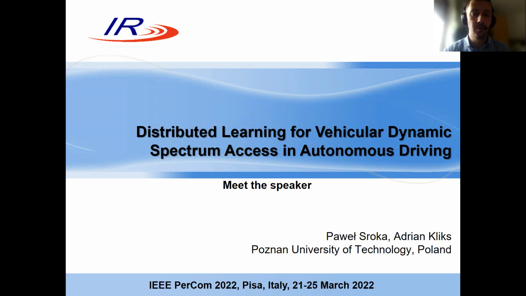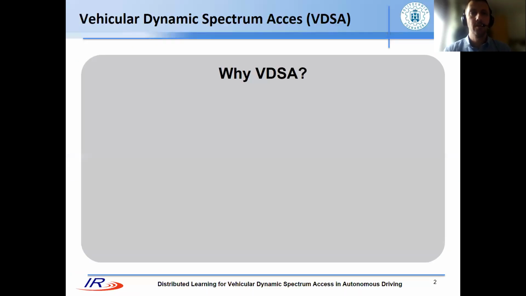I would like to introduce you to the topic which will be explained in more detail with the presentation of distributed learning for vehicular dynamic spectrum access in autonomous driving. So first of all, the main idea: vehicular dynamic spectrum access, which is simply the traffic offloading from the congested ITS bands to alternative frequency bands known as the white spaces, acting as a secondary service for vehicular communications. So the question is, why VDSA?